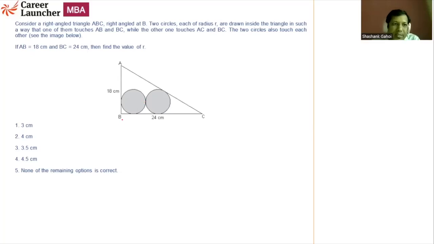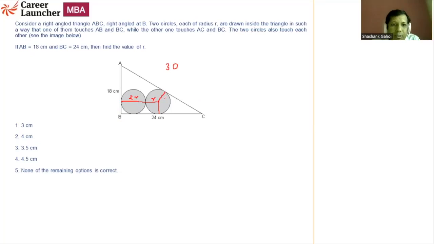AB is 18, that is given. BC is 24, that is also given. So by Pythagoras theorem, with AB 18 and BC 24, AC comes out to be 30. Now the radius of each circle is R. So I'm just going to draw this. This is going to be 2R. This is going to be R.